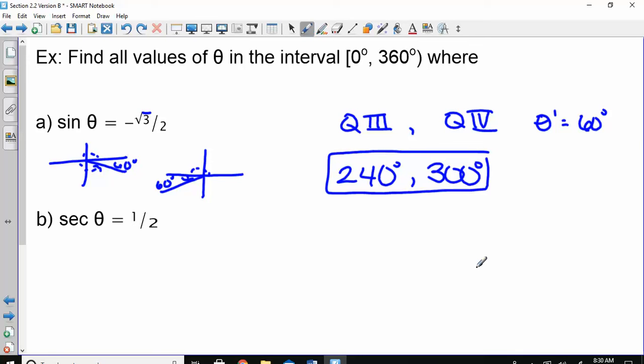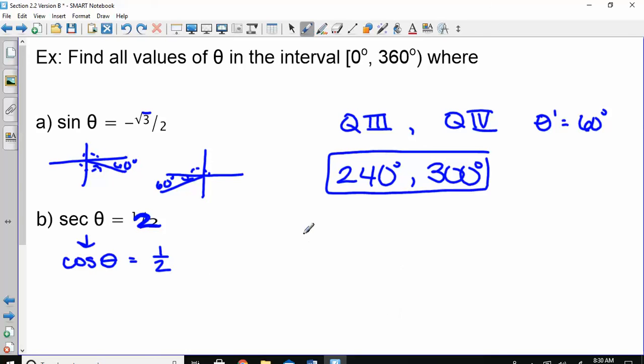Oh, can I change something on B? Because this problem doesn't work. Can we say secant is equal to 2? So I got that. Okay, typically we are less familiar with secant, cosecant, and cotangent. So if I tell you secant is 2, what does that mean? Cosine 1/2. Okay.